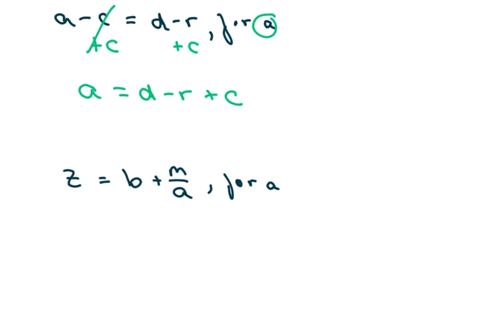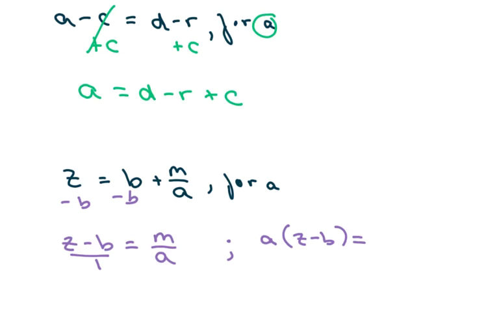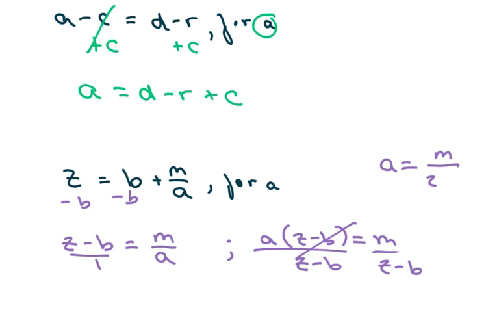And this one's starting to get a little harder. I'm going to subtract b from both sides, so you get z minus b equals m over a. Now if you cross multiply, you're going to move the a up, you get a times z minus b equals 1 times m is m, then divide both sides by z minus b. This equals 1, so you get a equals m over z minus b.